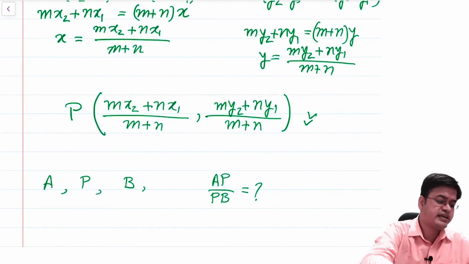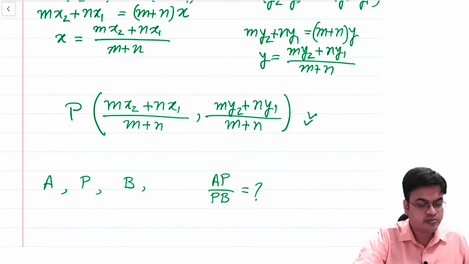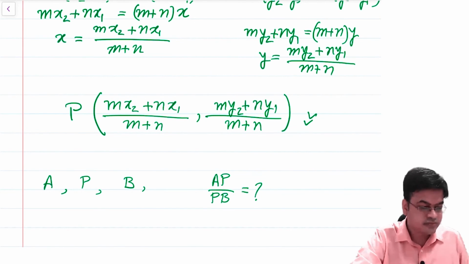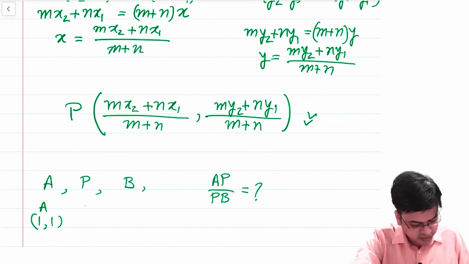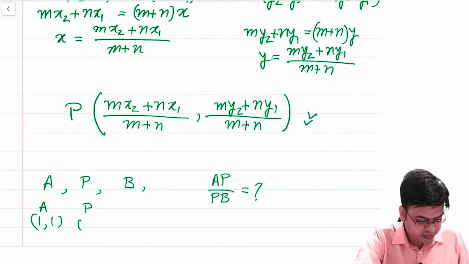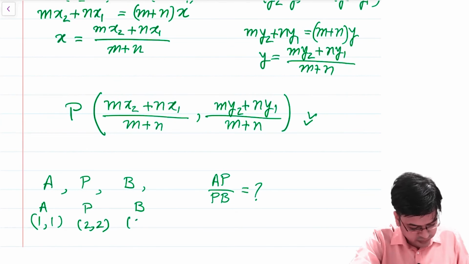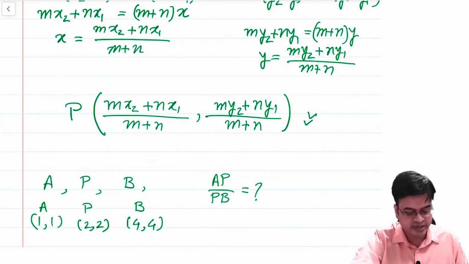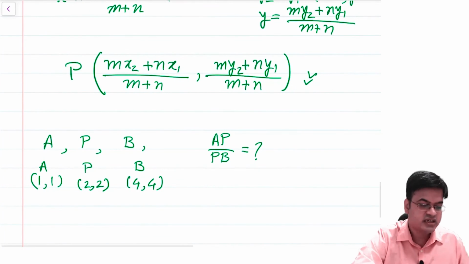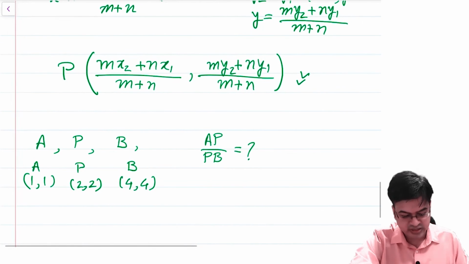So in that case, let us take some points. Let us say the points are: A is 1 1, P is say 2 2, and B is say 4 4. So I am taking simple points so that there is a nature of symmetry, so that the calculations are easy. And let us put them in a proper order in this particular context.